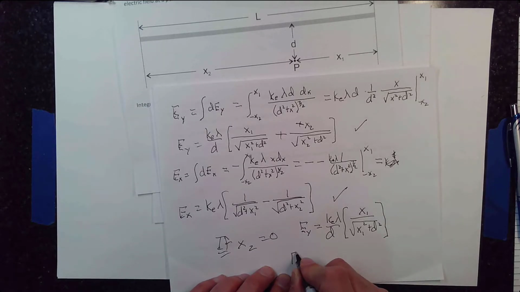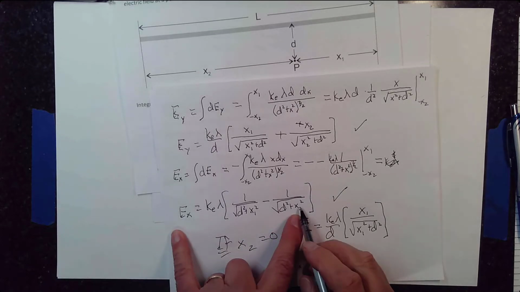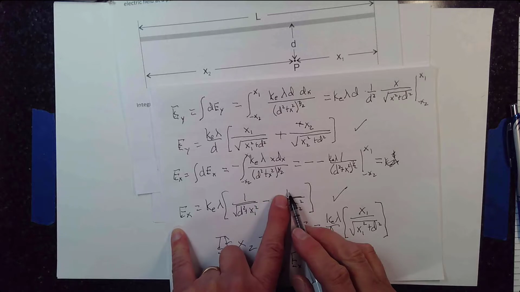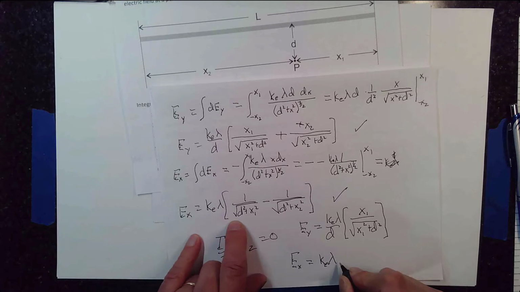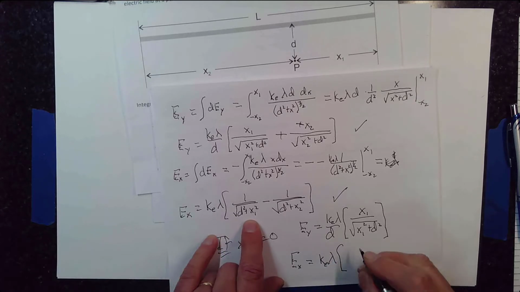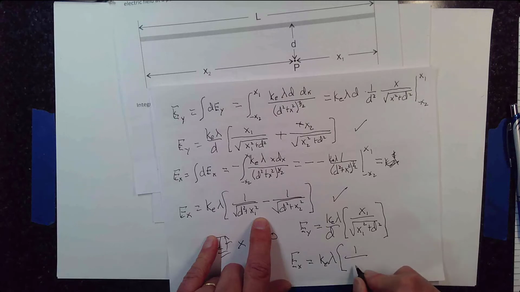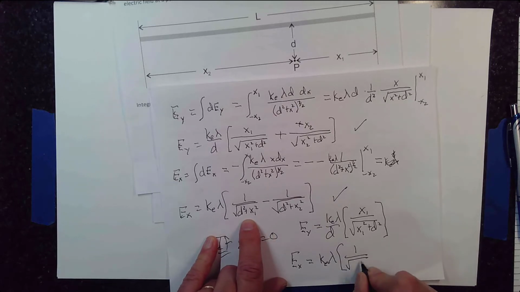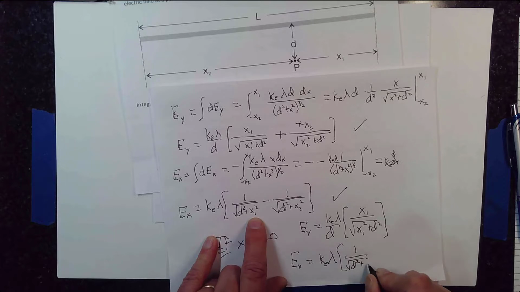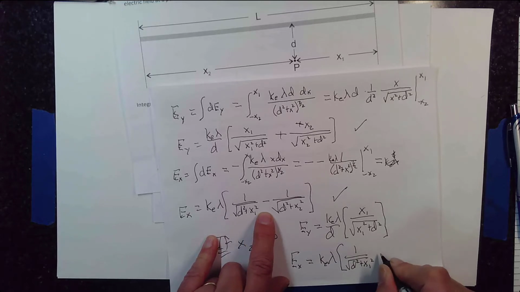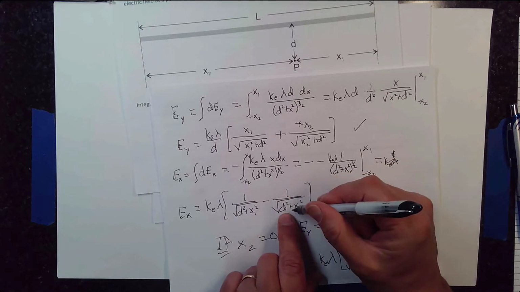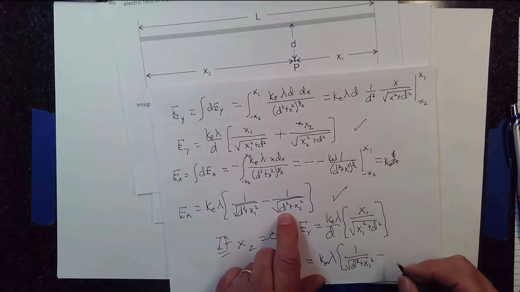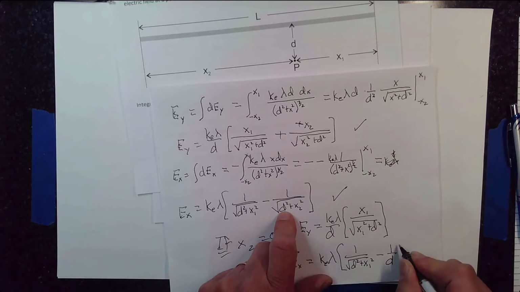For e sub x, it's not quite so nice, but it's not far off. E sub x, if x2 is 0, this term doesn't vanish because it's got a 1 in the numerator, but I'll end up with k sub e lambda times 1 divided by the square root of d squared plus x1 squared minus, now this term, if x2 is 0, I'll have 1 over the square root of d squared, which is just 1 over d. So that's what I'll have.